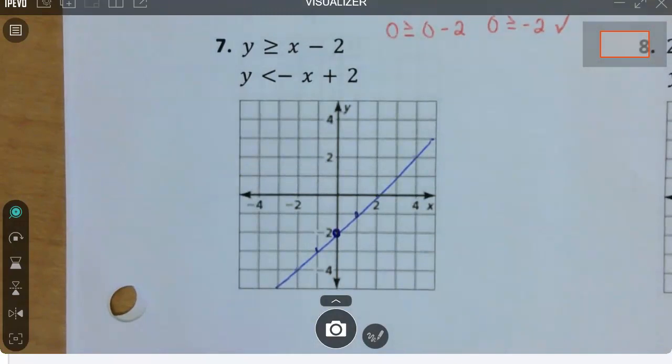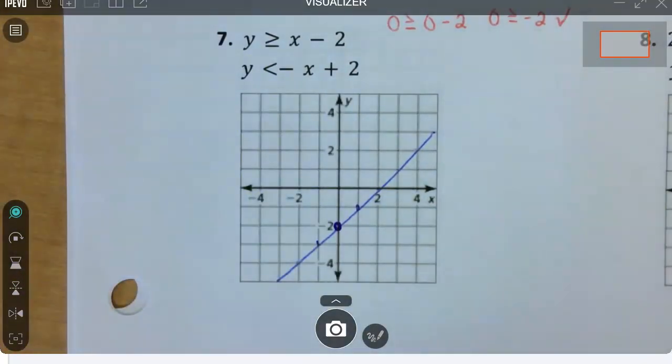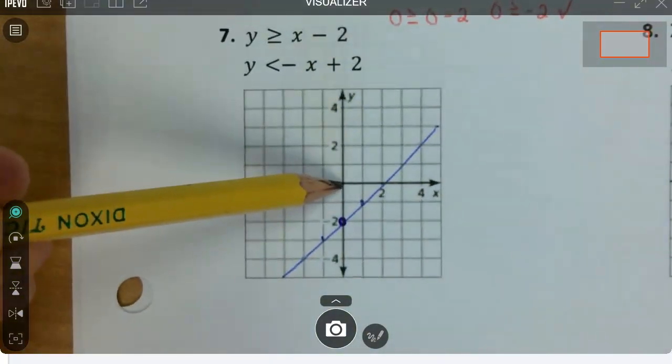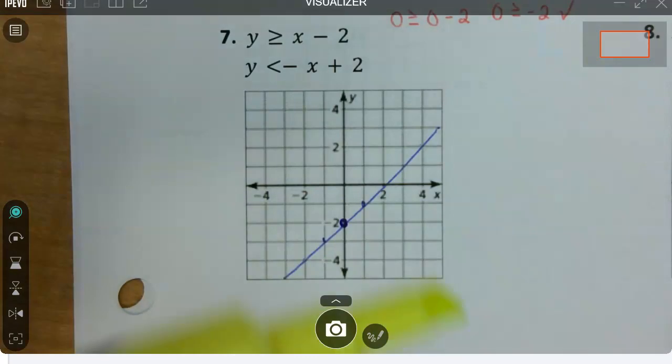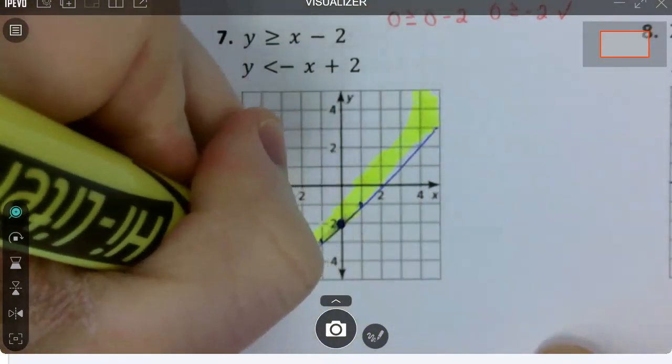And so I'm going to shade the region of the graph that includes 0, 0. So remember, 0, 0 worked, this point right here, so I shade the region that has that value. So I'm shading everything above.